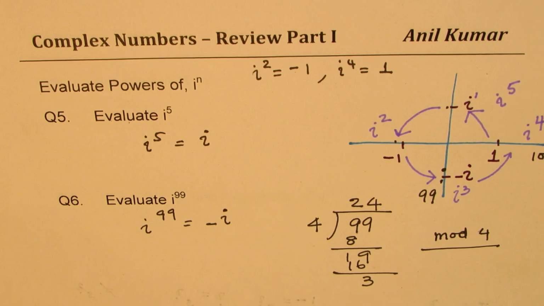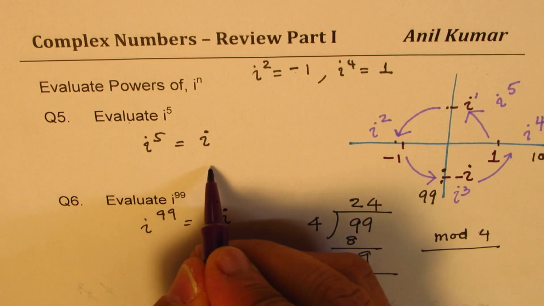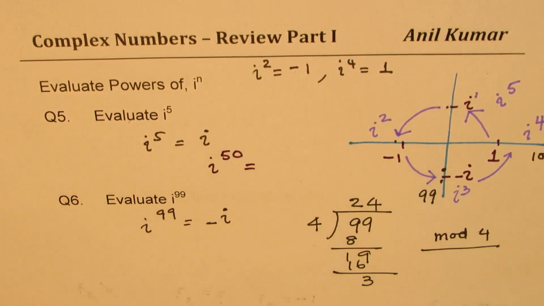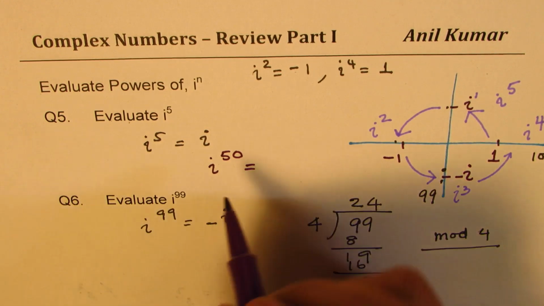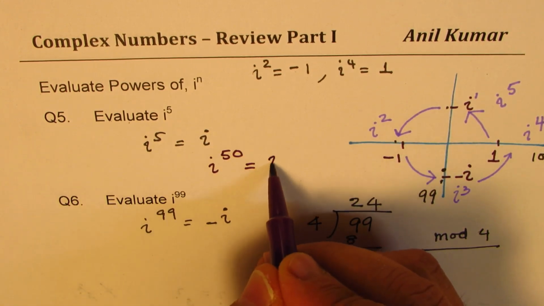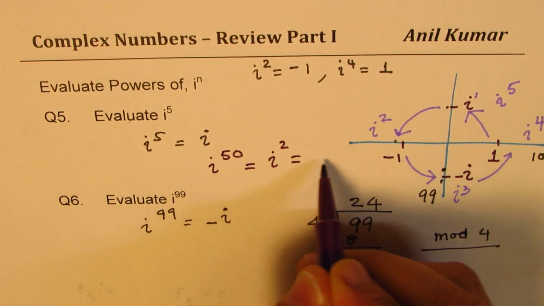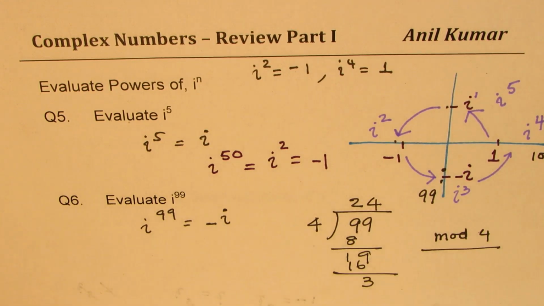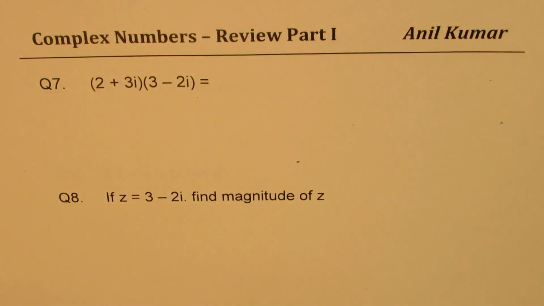So using this method, you can easily find powers of i, correct? So if I write i to the power of 50, for example, this is the same as, the multiple of 4 will be 48, right? This is the same as i squared, which will be minus 1, correct? So that is how you can easily get your answers. So I hope this concept is clear. Let's move on to question number 7.